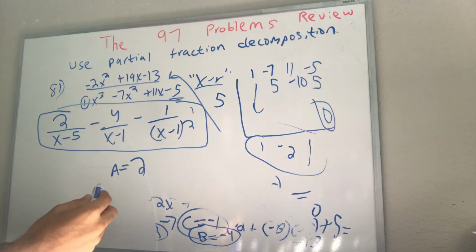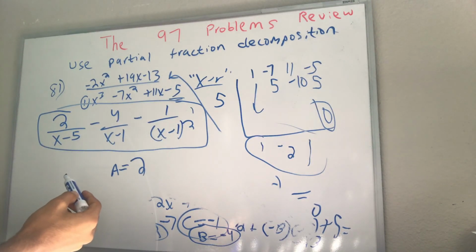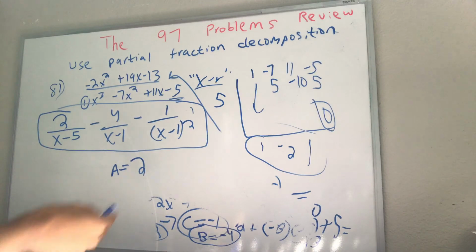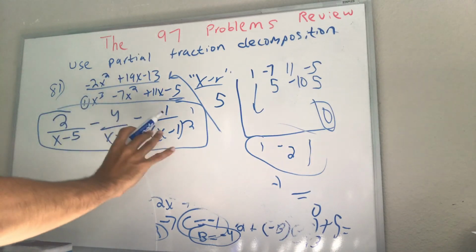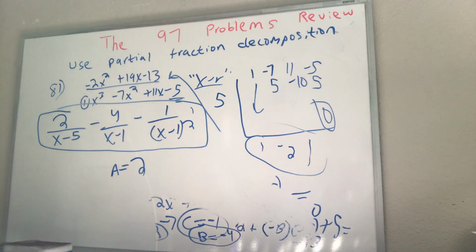And so really, with the original expression that we had, I'm just taking the values of a, b, c, and placing them into these three fractions. We have split this into three distinct fractions here. That is what partial fraction decomposition means. So our answer here is 2 divided by x minus 5, minus 4 divided by x minus 1, minus 1 divided by x minus 1 squared.